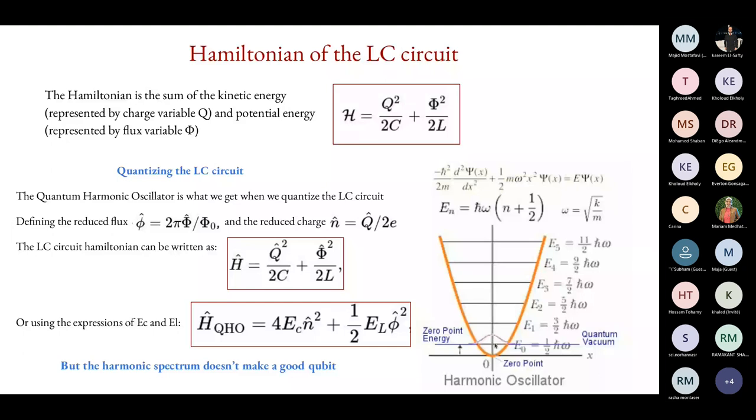But in this case, we have the exact same frequency to go from one level to the higher level. So this has a very high risk of applying the frequency, and you would go, for example, from 2 to 3 instead of 0 to 1. Because it's the same frequency, there is a very high range of error causing leakage of our computational space. So that's why the harmonic spectrum does not make a good qubit, even though it was very interesting.